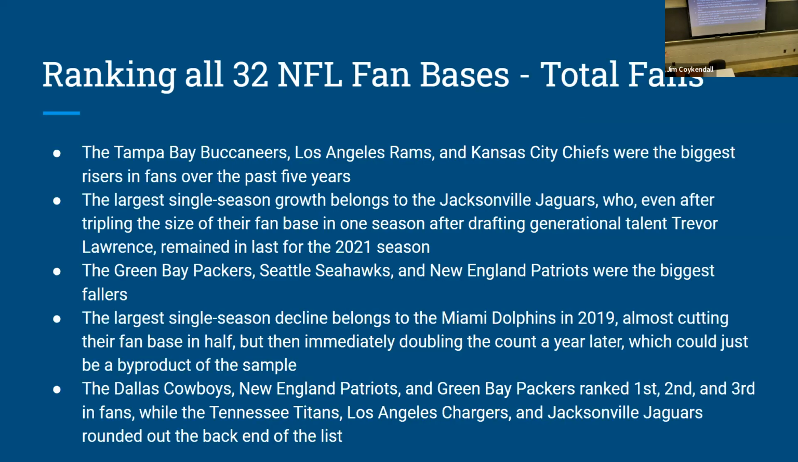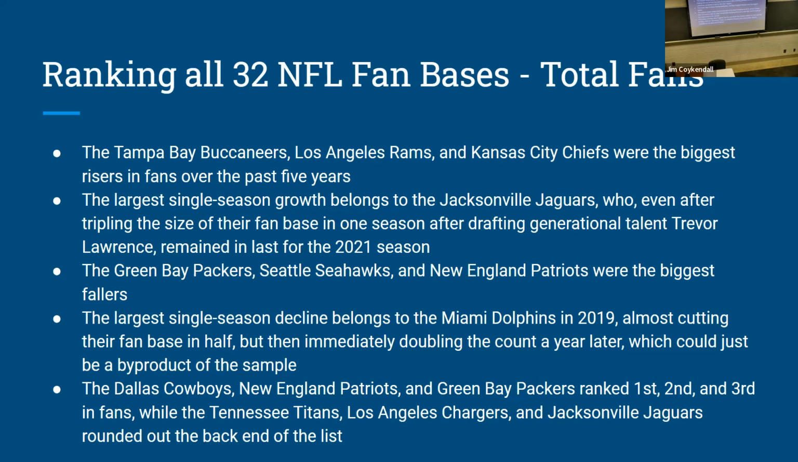So as I talked about with the video, we saw the Buccaneers, the Chiefs, and the Rams were big. They were big risers over the past 5 years. What's interesting to note is all three of these teams have won a Super Bowl in the past 5 years. The largest single season growth belongs to the Jacksonville Jaguars, who, even after tripling the size of their fan base in one season, after drafting our guy, Trevor Lawrence, they remained in last for the 2021 season.